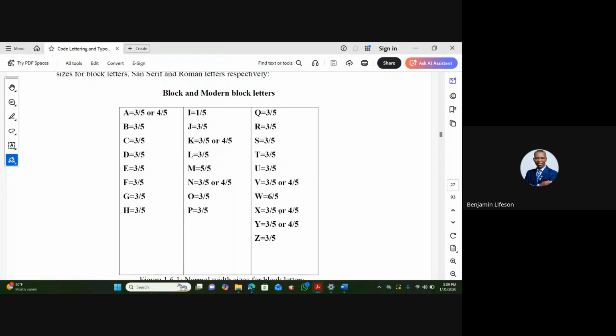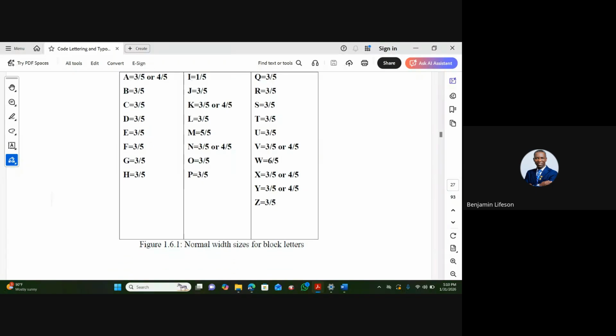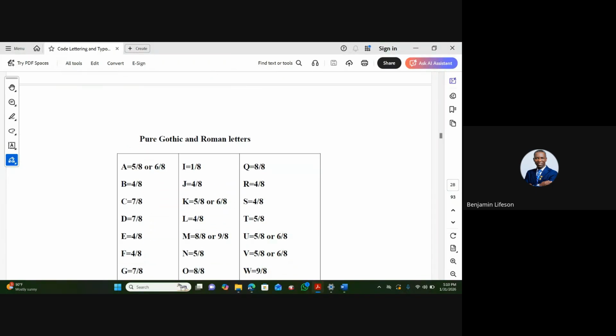Then let's look at the very unique ones. The unique ones, we are looking at W. So we have 6 by 5. Then we have another unique one, I. I is only taking 1, so 1 by 5. Okay, then we have M. M is taking 5 by 5. So ladies and gentlemen, that is what we are talking about over here.